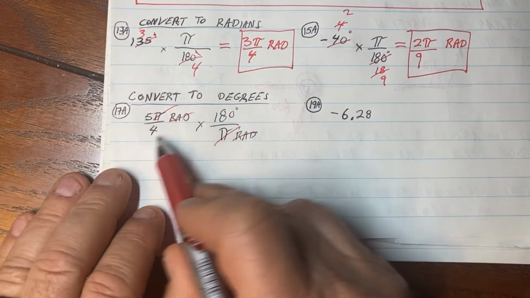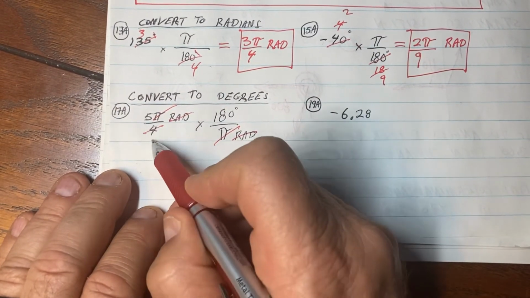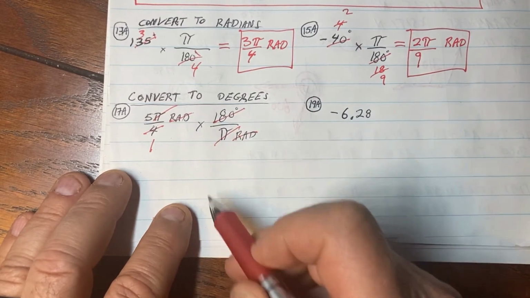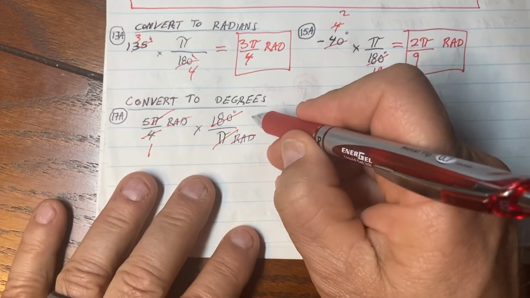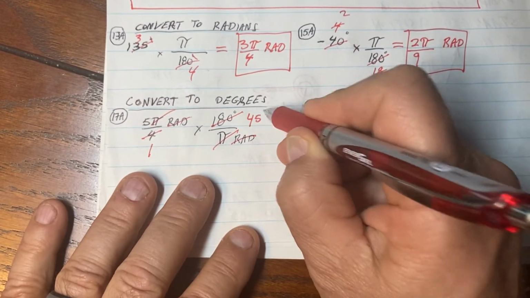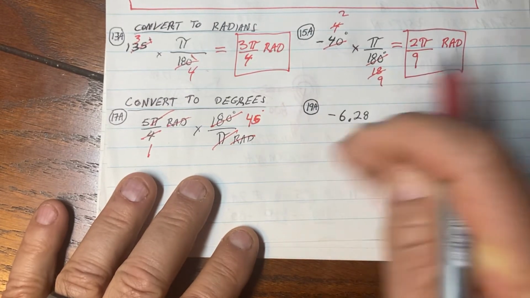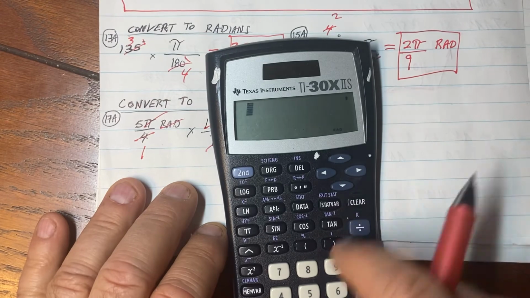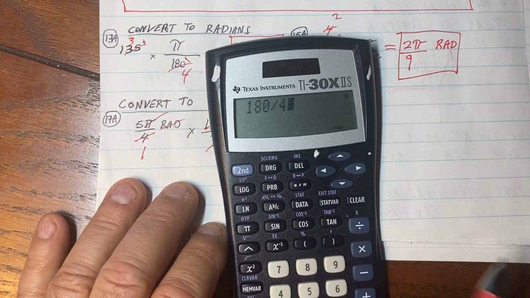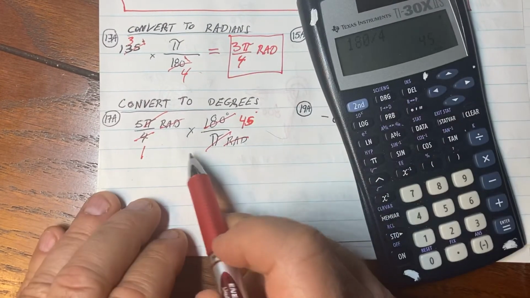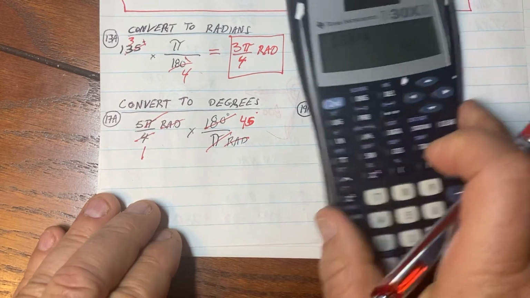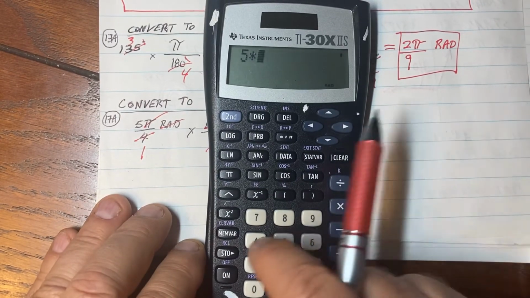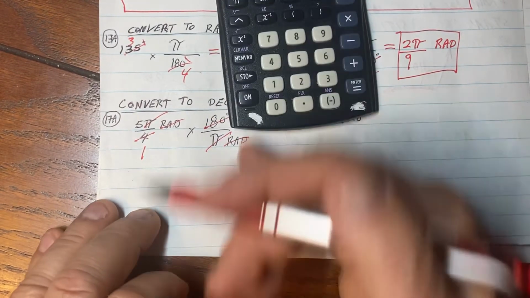4 and 180. 4 goes into both. 4 goes into there once. 4 goes into there 45 times. 180 divided by 4 is 45. Okay, so we have 5 times 45. 5 times 45, and you get 225.